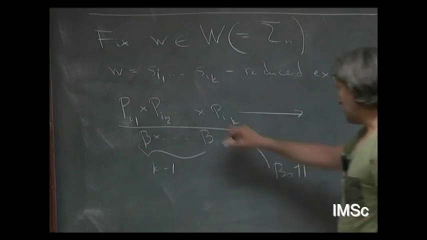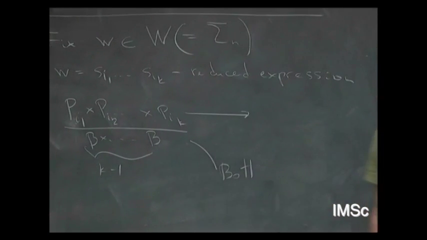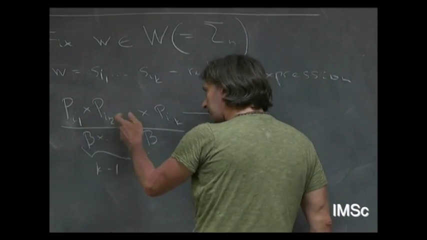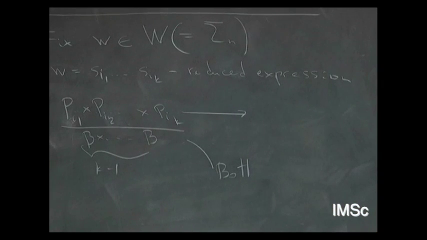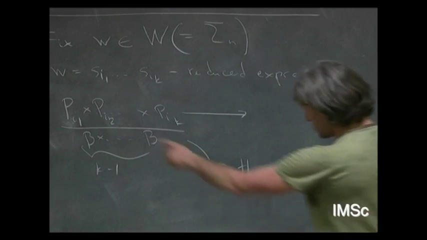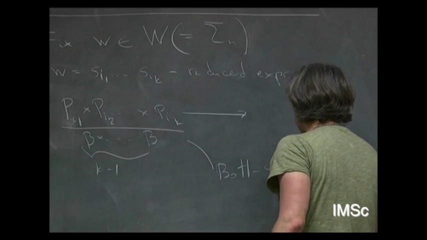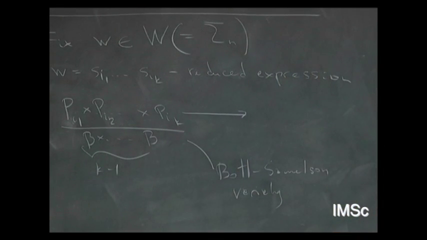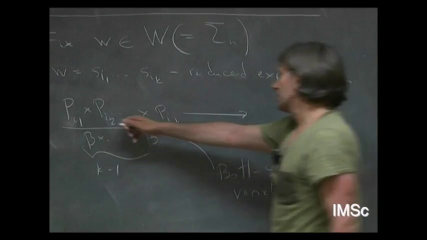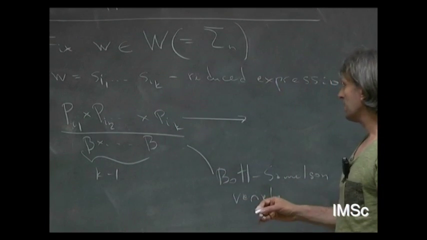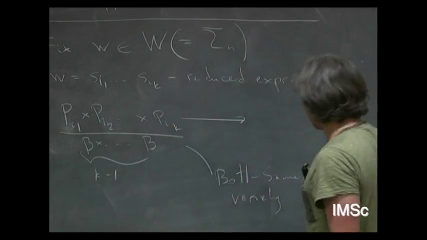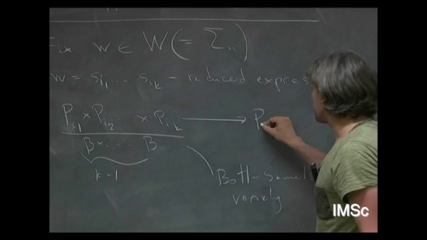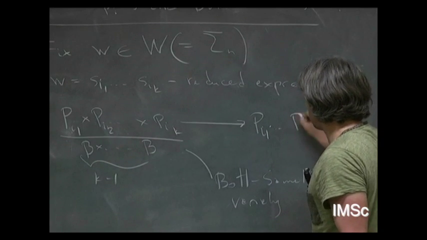So usually people, B still acts from the right, so you can take the quotient. There are k minus 1 of them, and they act diagonally in each pair, in this order. So this is a Bott-Samelson variety. What we are doing is taking the total product, which lands in G, but let's say where it lands. It lands in the product of subloops, P_{i1} times so on times P_{ik}.